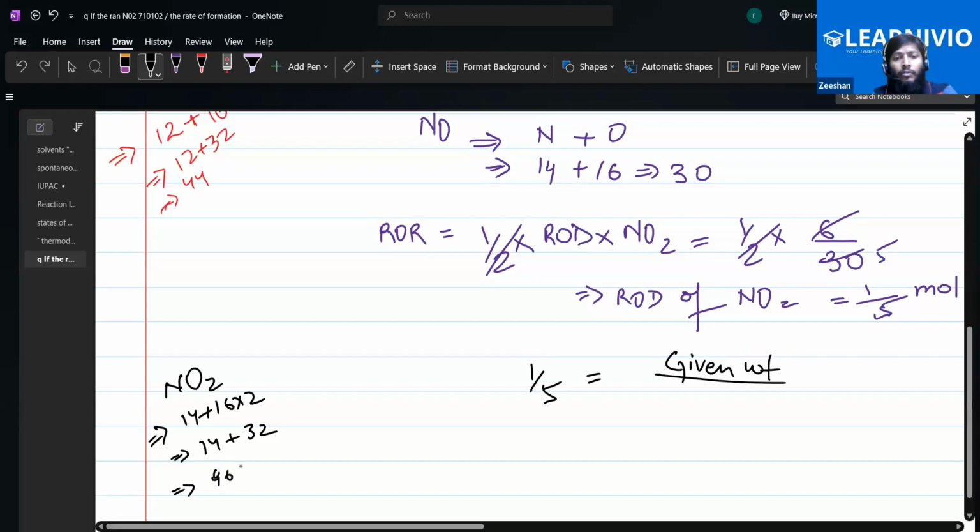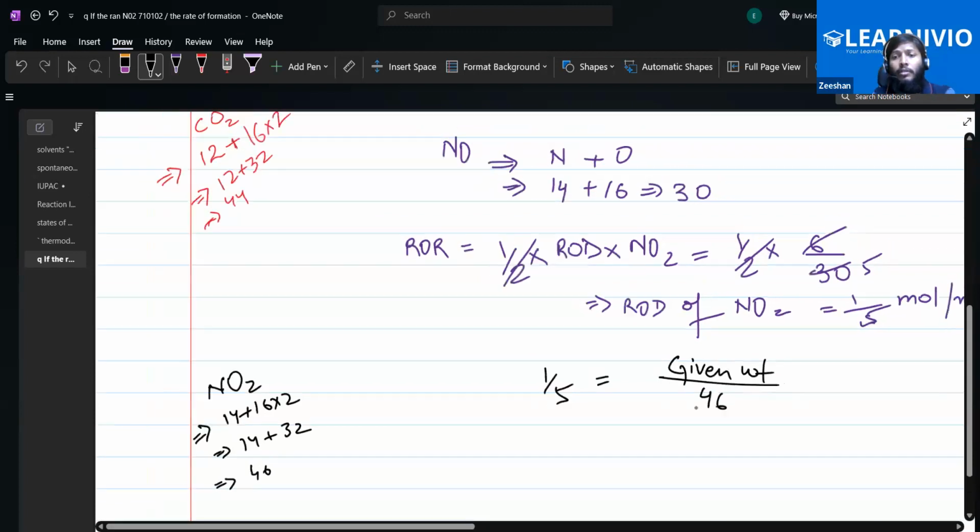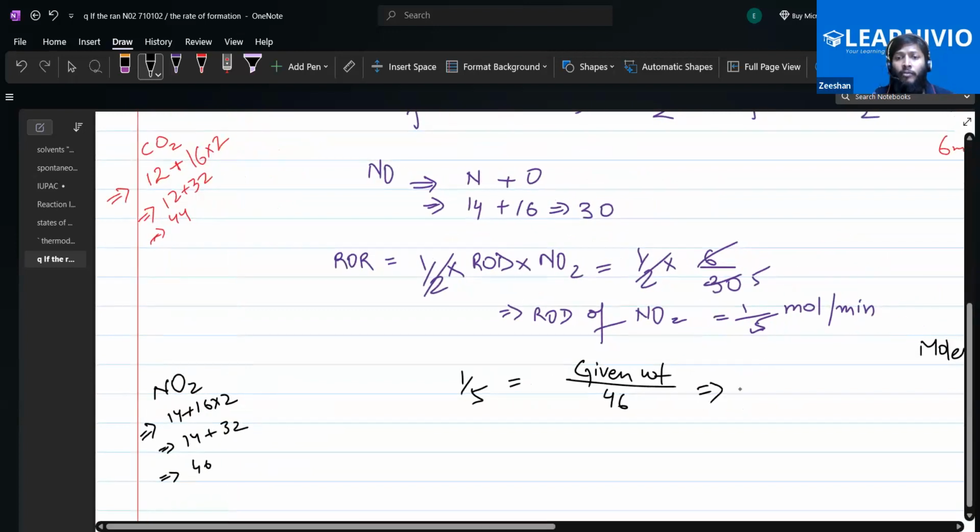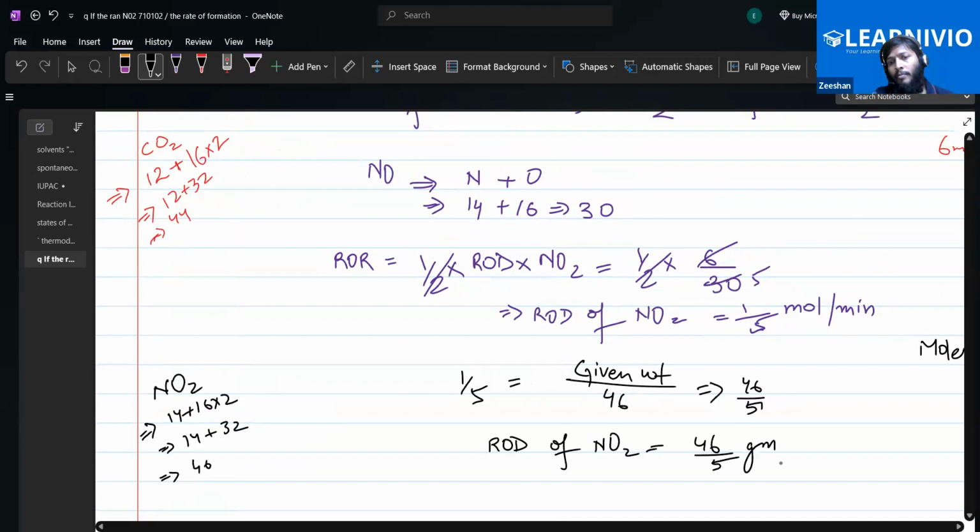Yes. So 46. So we will put here 46. So given weight will come 46 by 5. So finally, ROD, rate of disappearance of NO2, is 46 by 5 gram per minute. Okay.